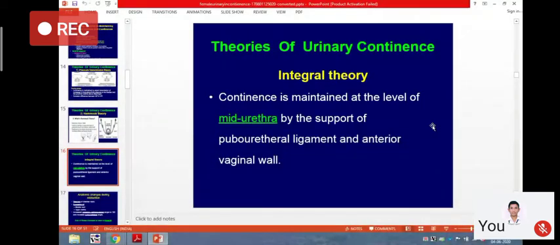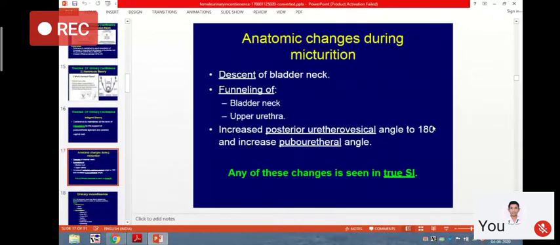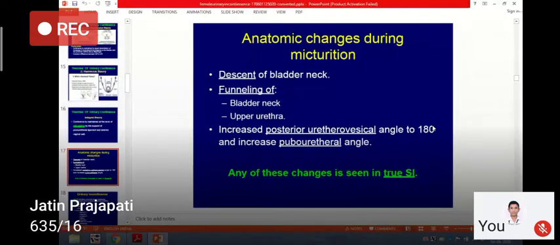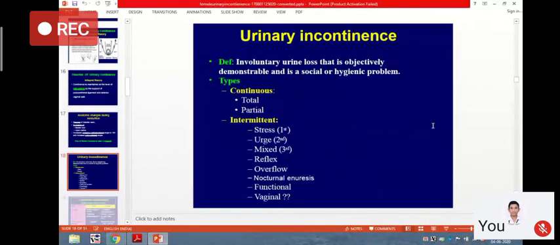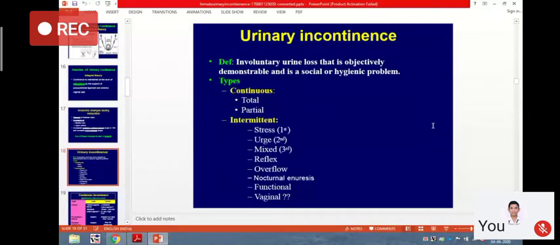I've already told you that continence is maintained at the mid-urethra by support of the pubourethral ligament and anterior vaginal wall. And during micturition, with the descent of the bladder neck, the posterior urethrovesical angle is increased to 180 degrees. Now, what is urinary incontinence? Whenever there is involuntary loss of urine that is objectively demonstrable and is a social or hygienic problem.